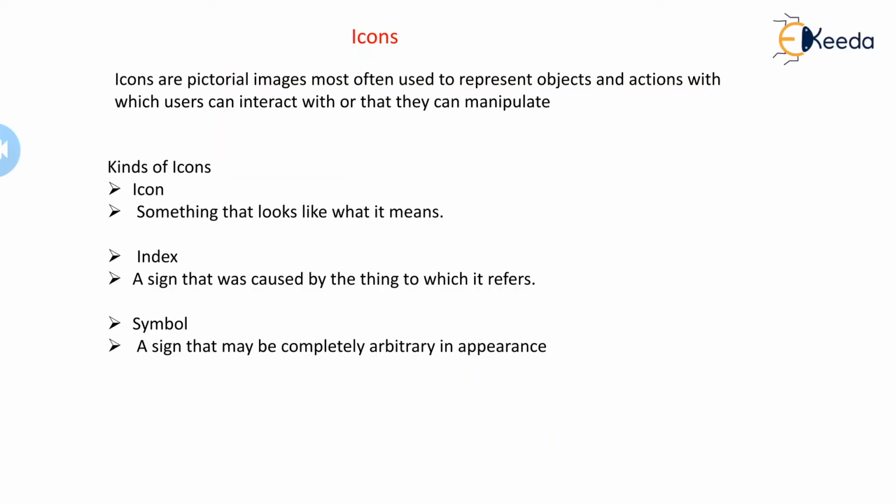I'm very sure that you know the meaning of icons, what icons are, and you might know the definition. So let us revise this once again. Icons are pictorial representations that are often used to represent the objects and actions with which the user can interact or manipulate. Icons may stand alone on a desktop or in a window, or be grouped together in a toolbar.